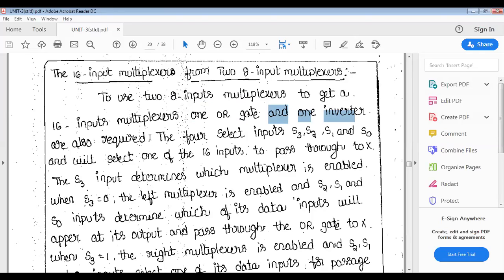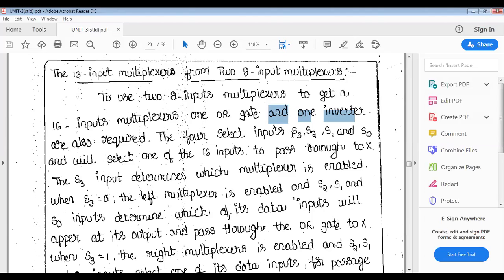One time, the first 8x1 multiplexer is enabled and the second 8x1 multiplexer is disabled. Disabled means all the outputs are simply 0. Even if the selection lines are selecting, the output is 0. Another time, the upper 8x1 multiplexer is disabled and the lower 8x1 multiplexer is enabled. Then we'll get output according to the selection lines. Let us see that also.